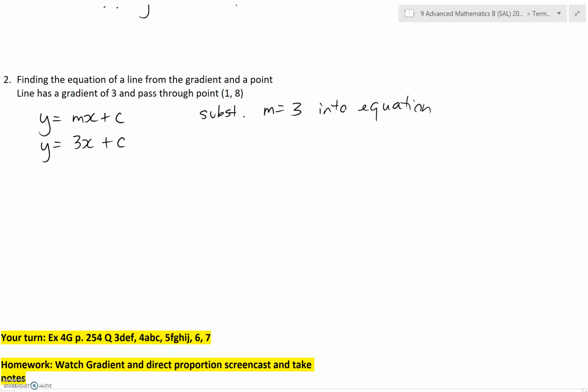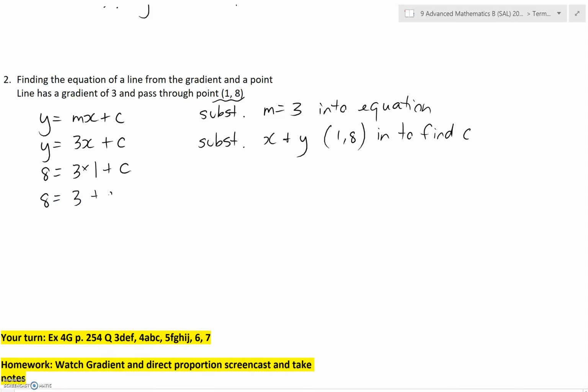Now, we still have an unknown, c, and that's a problem. This is where we're going to use that other point that we were given. This point gives us an x value and a y value that are on the line. So what we can do is substitute those values, the x and the y, which is the 1 and the 8, into the equation and solve to find c, because that will leave us with 1 unknown. So let's do that. Instead of y, we're going to write 8, and instead of x, we're going to write 1. As you can see, that's left us with 1 unknown, so that's pretty easy to simplify and solve.